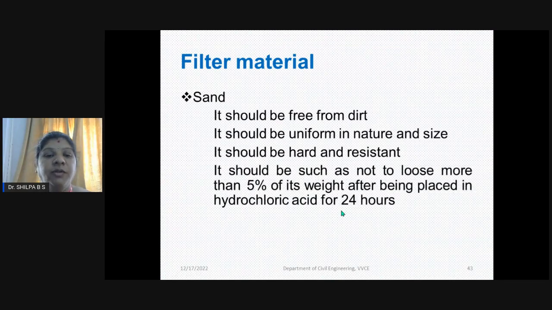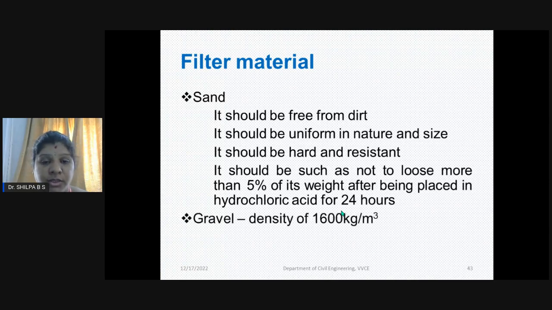So to know about the filter media, as you know, most of the time we use sand as the commonly used filter material. The sand should be free from dirt, uniform in nature and size, hard and resistant, and should not lose more than 5% of its weight when an acid test is done on that sample.